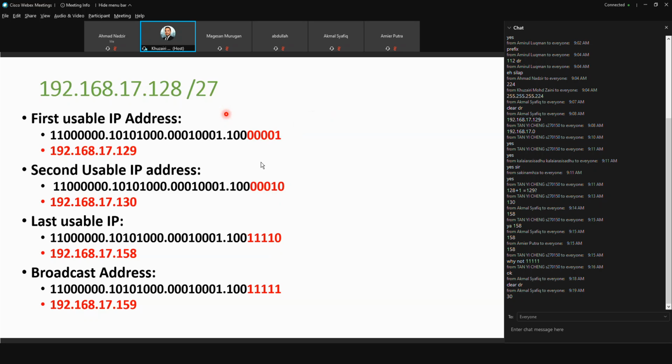Okay, Shafiq, how do you get 30? Okay, when you have 5 digits, how many combinations can you make? To calculate how many combinations of 5 binary digits, you do 2 to the power of 5, right? So when you do 2 to the power of 5, you get what? 32 combinations. Understand?